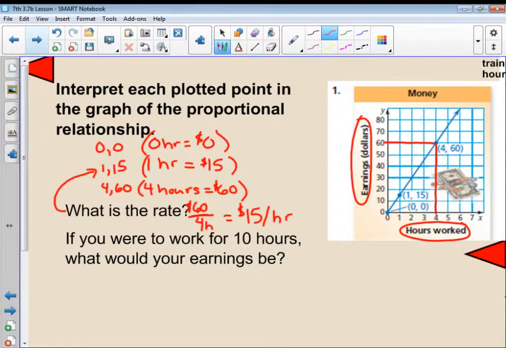So notice that on the graph, I don't have 10 hours. So I'm going to have to either use a proportion or use my unit rate. So if I'm going to get $15 for 1 hour, or I could use the 60 over 4, how much would I get for 10 hours? So this is very visual. I know some of you don't need that proportion, but some of you do. So then 10 times 15 would give me $150. Okay.